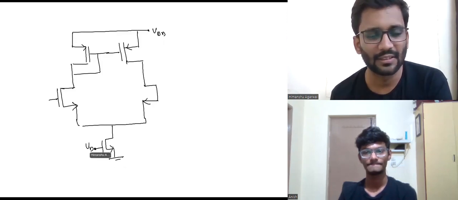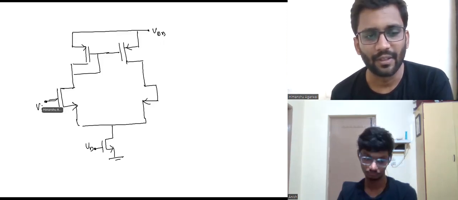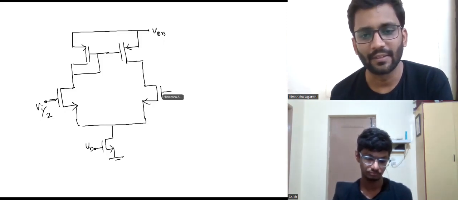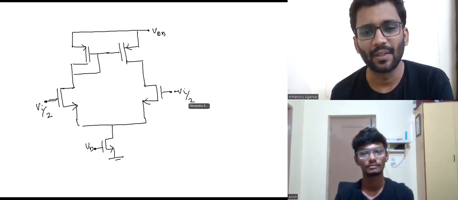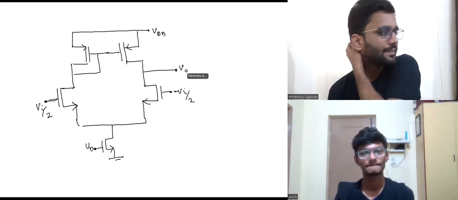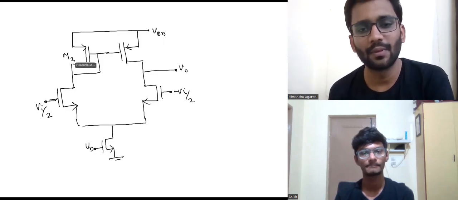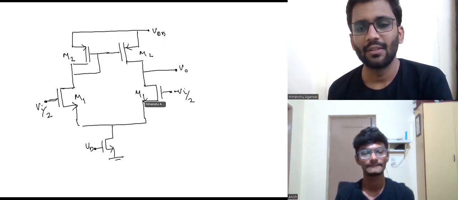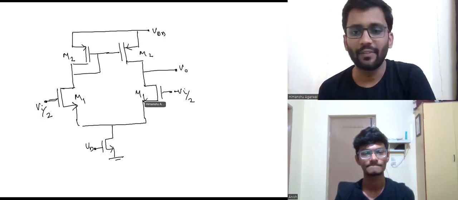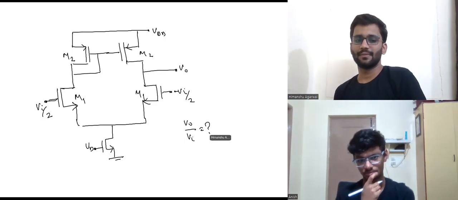Let's give it some V bias. And V in by 2 I am applying here, and minus V in by 2 I am applying here. And I'm collecting my output here. Let's call them M2 and M1. Can you tell me the differential gain, V naught by V in? V naught by V in value you need to tell me. Can you tell me that?